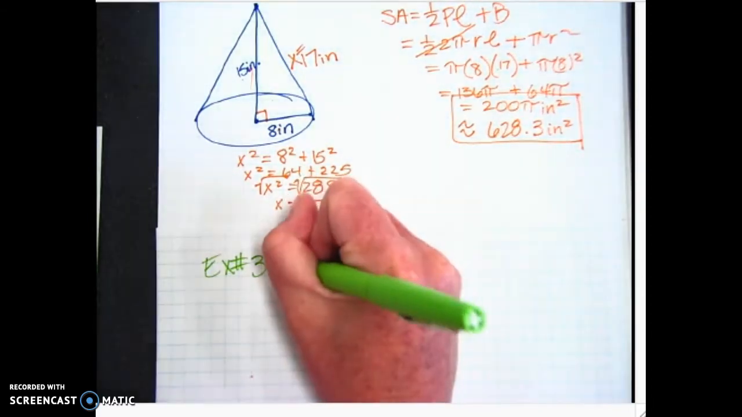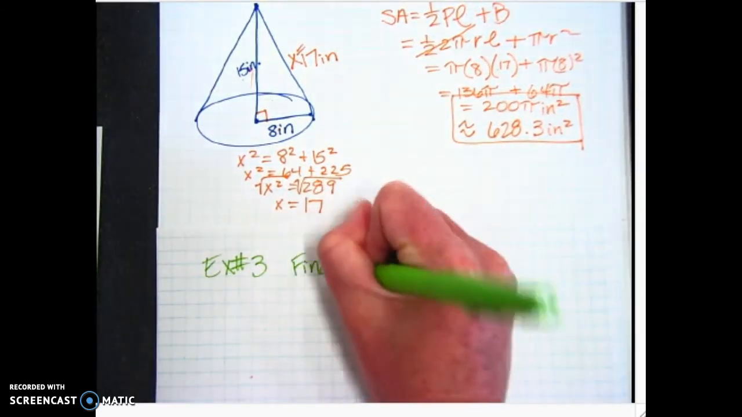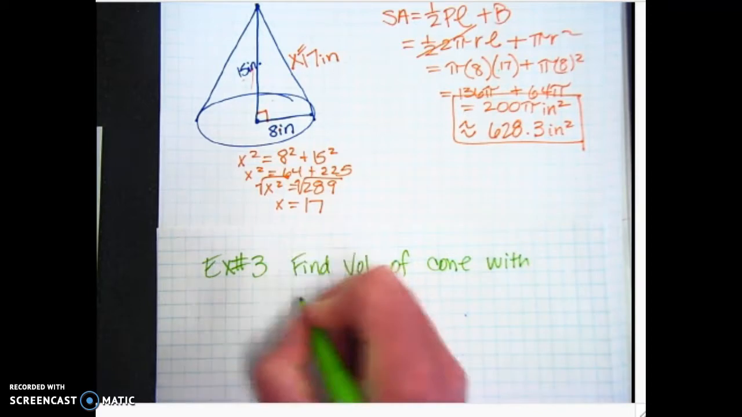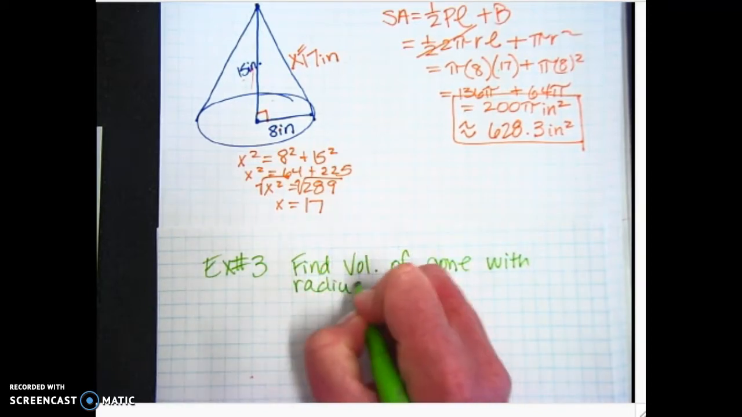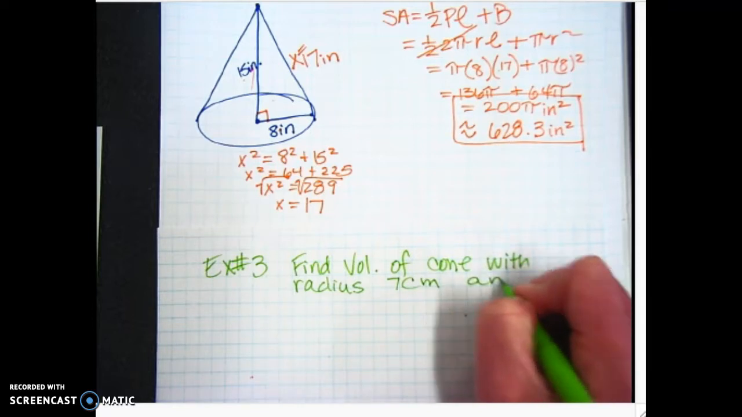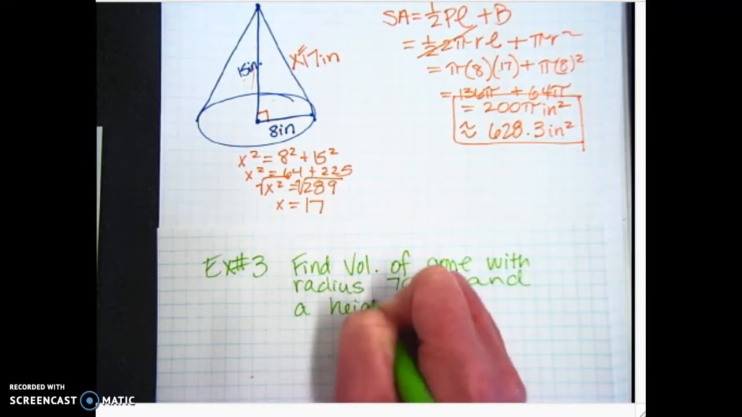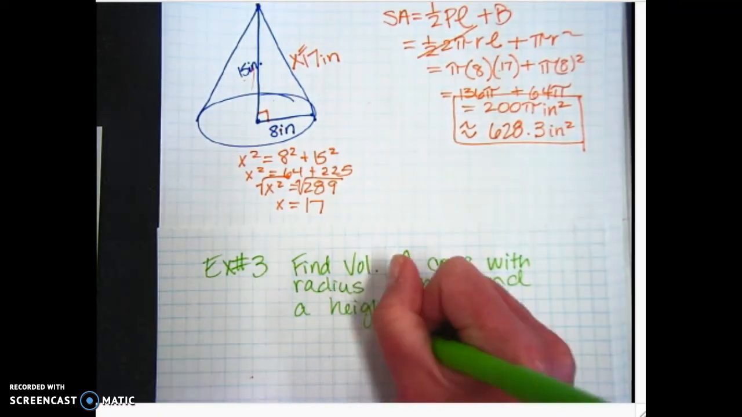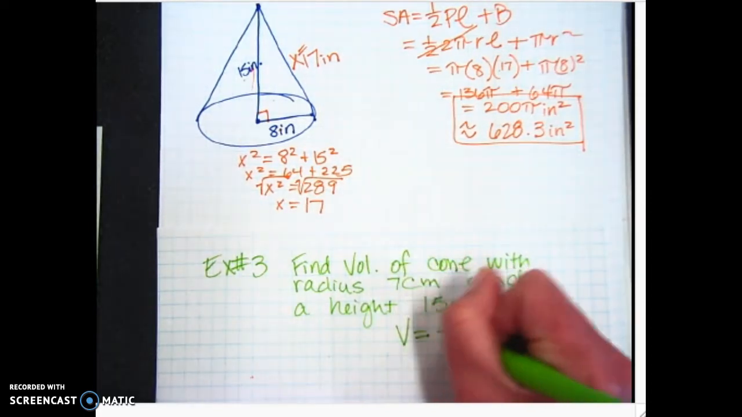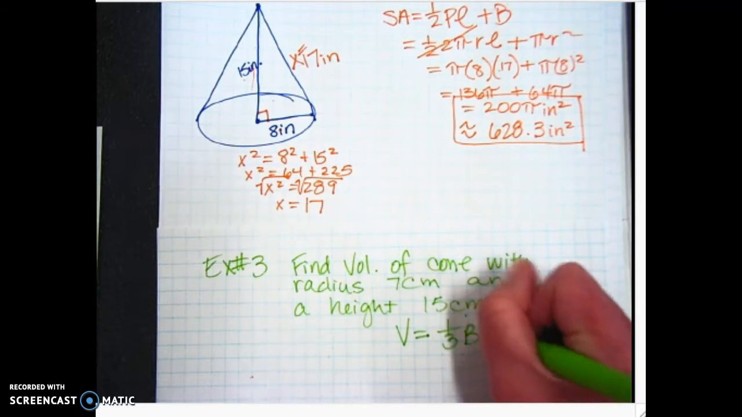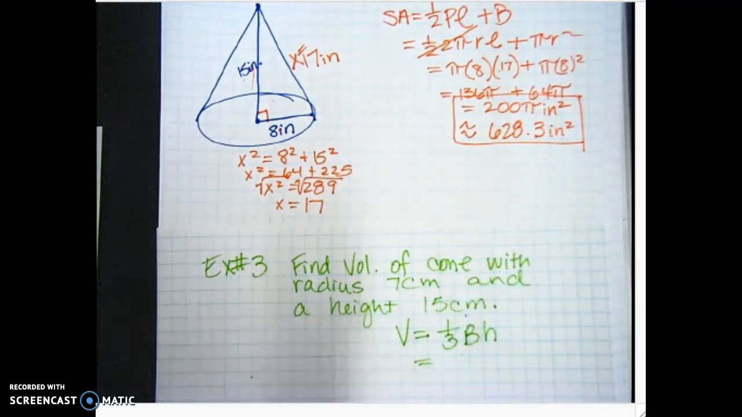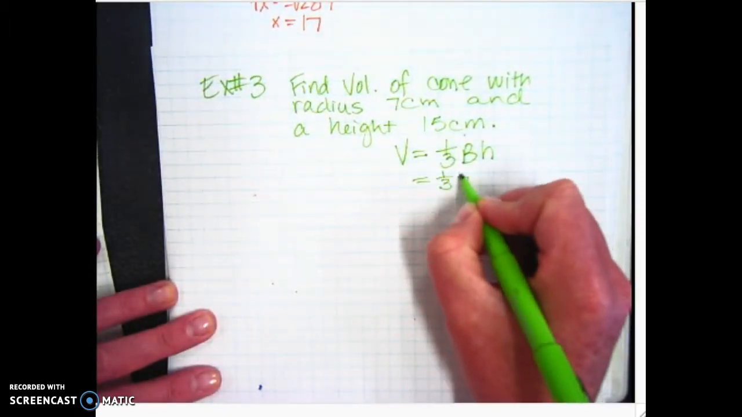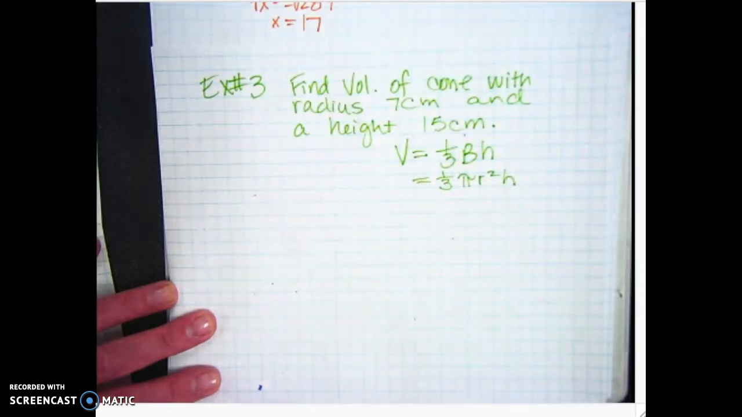So example number 3, this time we're switching to volume. So we're going to find the volume of a cone. It's going to have a radius of 7 centimeters and a height of 15 centimeters. So let's write our volume formula: 1/3 the area of the base times the height. We know the area of a base on a cone is always going to be a circle. So the area formula for a circle is pi r squared. So it's going to be 1/3 pi r squared h.